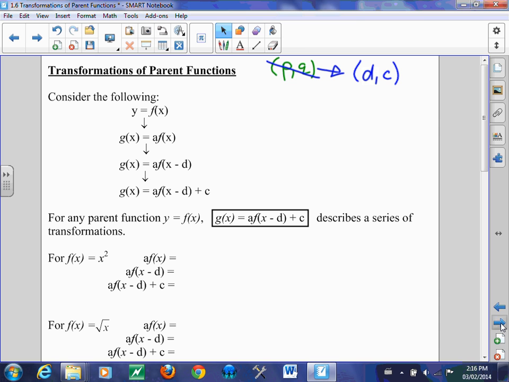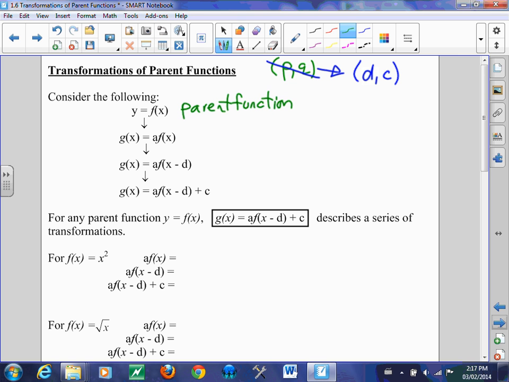Considering the following, ladies and gentlemen, if we have y equals f of x, that just tells us we have a parent function. Okay, then we apply a to it. Now a can do a couple things. Remember, a deals with your vertical stretch or compression. Okay, and if a is greater than 1, it's going to be a stretch, and if it's less than 1, it's going to be a compression. It's going to flatten it.